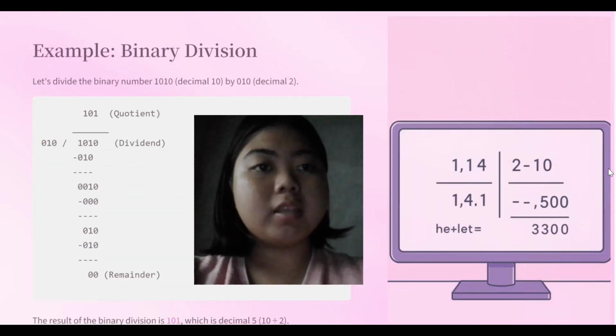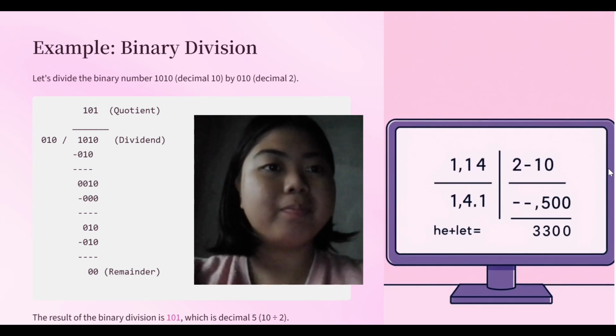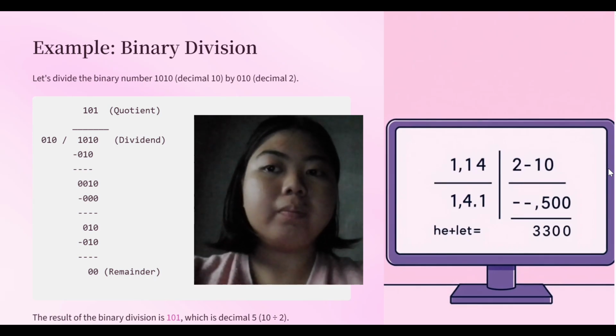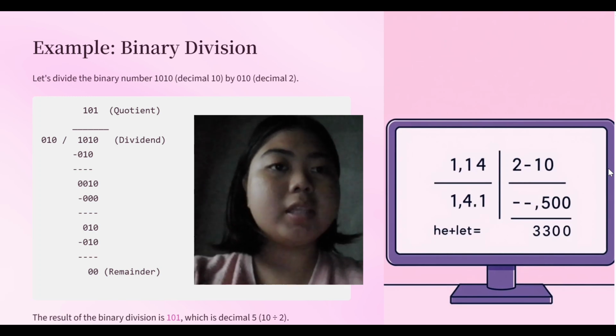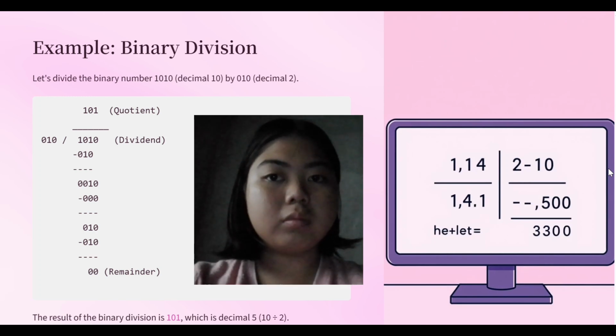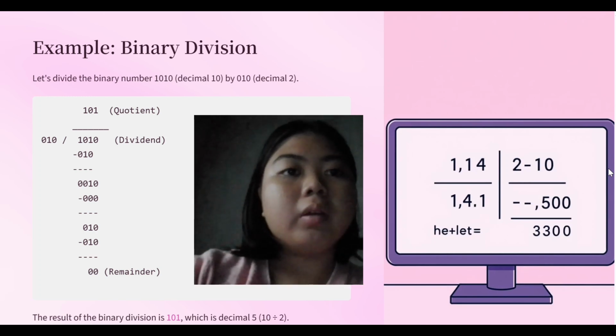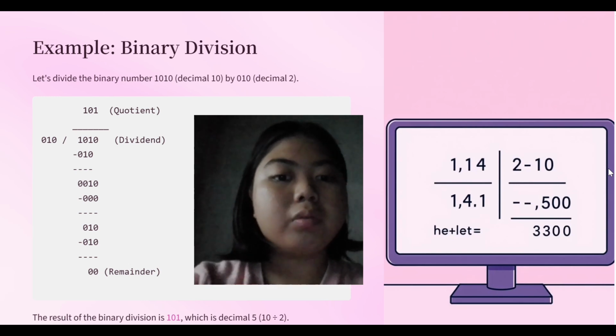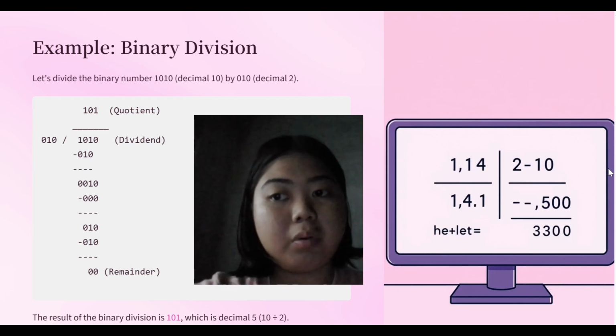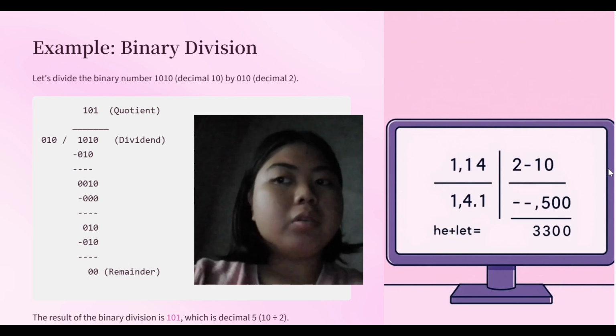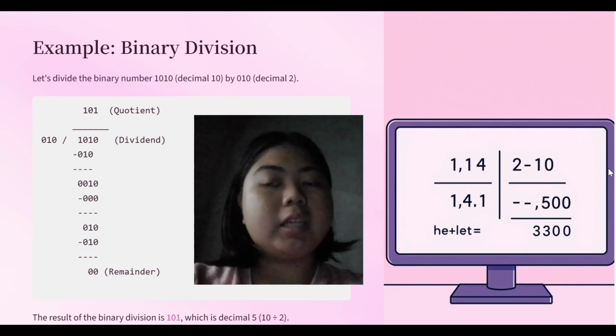Example of binary division. Let's divide the binary number 1010, decimal 10, by 010, the decimal for 2. So 010 is the divisor and 1010 is the dividend. Let's see. When 1010 is divided by 010, there is no remainder. The remainder will be 0. So the result of the binary division is 101, which is the decimal of 5.